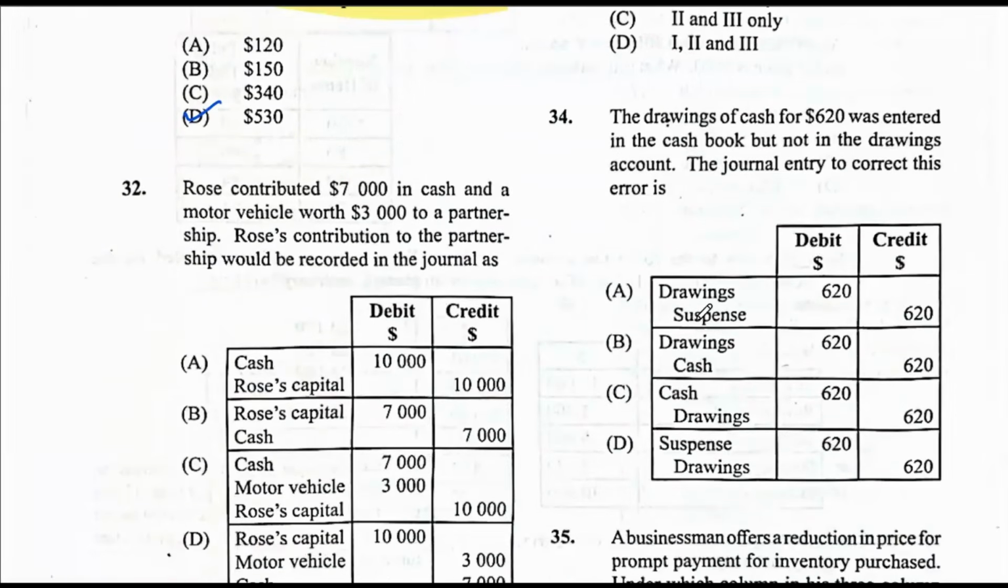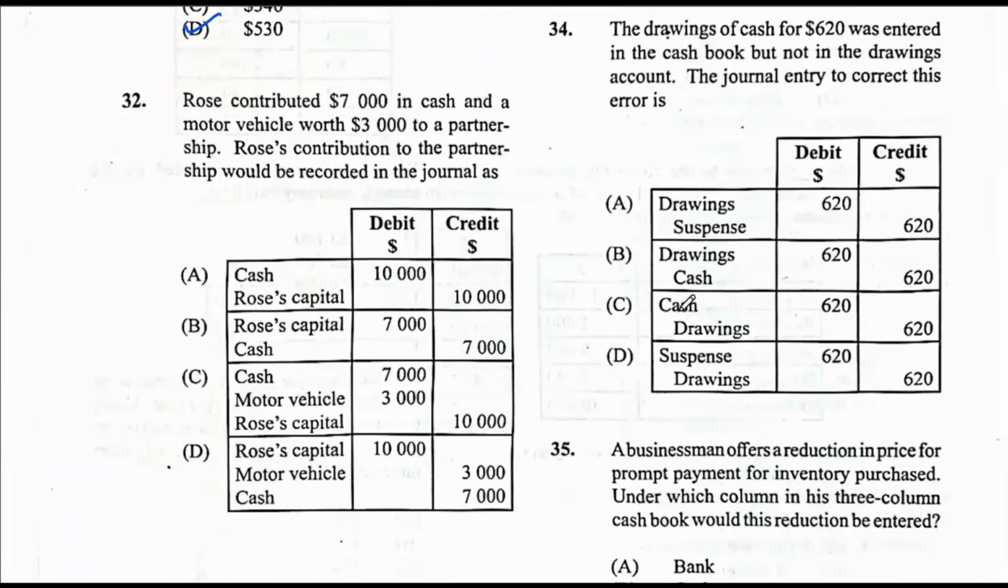Alright, question 32. Rose contributed 7,000 in cash and a motor vehicle with 3,000 to our partnership. Rose's contribution to the partnership will be recorded in journal as. Now, if Rose contributed 7,000 in cash and 3,000 in a motor vehicle, the total capital will be $10,000. So guys, we're looking for capital of $10,000.